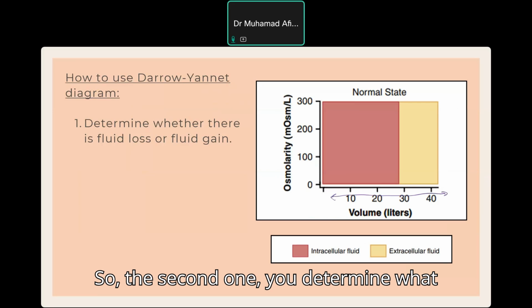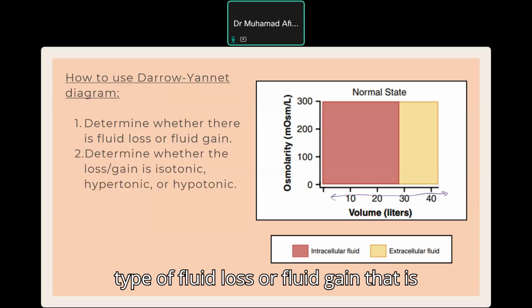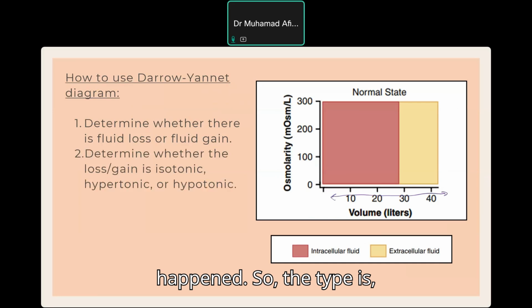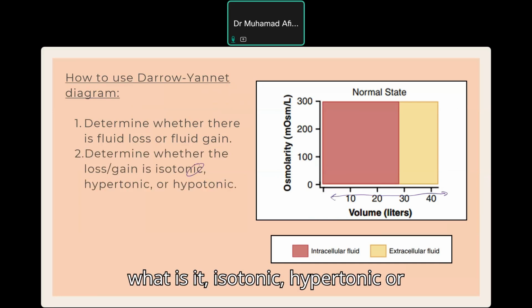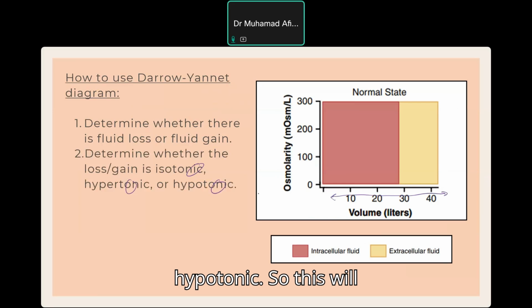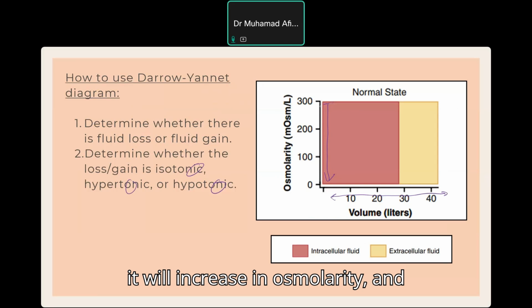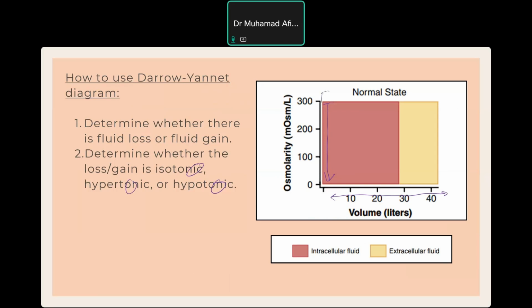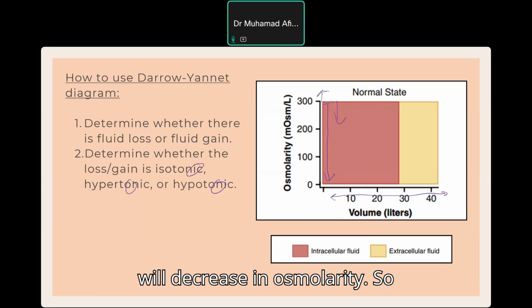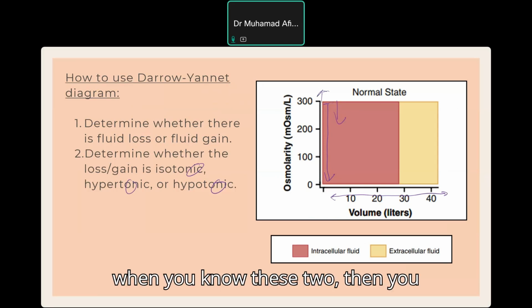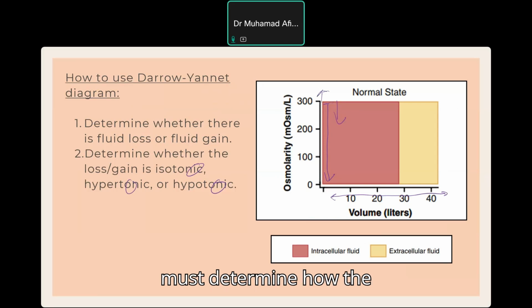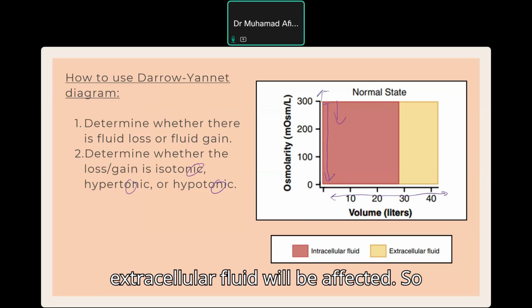The second step, you determine what type of fluid loss or fluid gain has happened. So what is the type? Isotonic, hypertonic, or hypotonic. This will determine the changes in the y-axis. If it's isotonic, then there is no change in osmolarity. If it is hypertonic, then usually it will increase in osmolarity, and if it's hypotonic gain, then usually it will decrease in osmolarity.